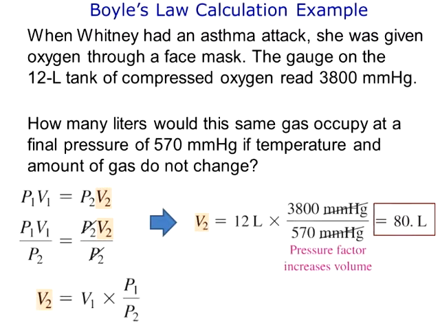When it said temperature and amount of gas do not change, we know those variables will not be in the equation. So we ignore temperature, we ignore the amount. So we set up P1V1 equals P2V2. We rearrange that equation for V2. When we rearrange that equation, we simply plug in the values. It is that straightforward. Be sure that the units are the same. All your pressure units are the same. Then you can work through the problem.